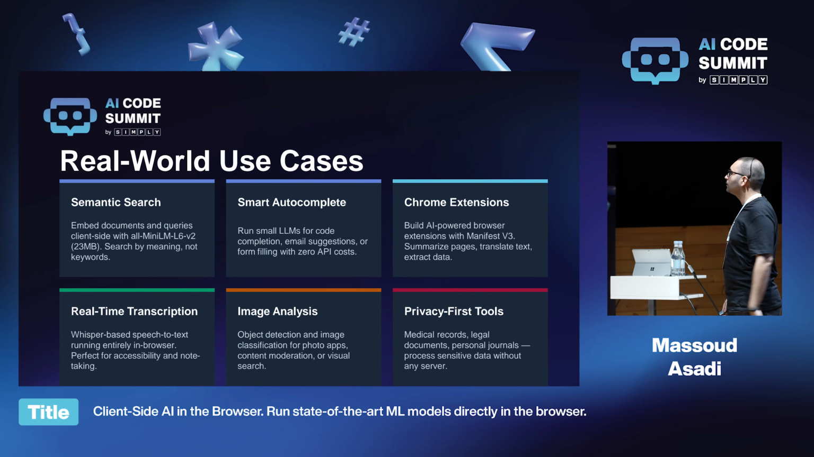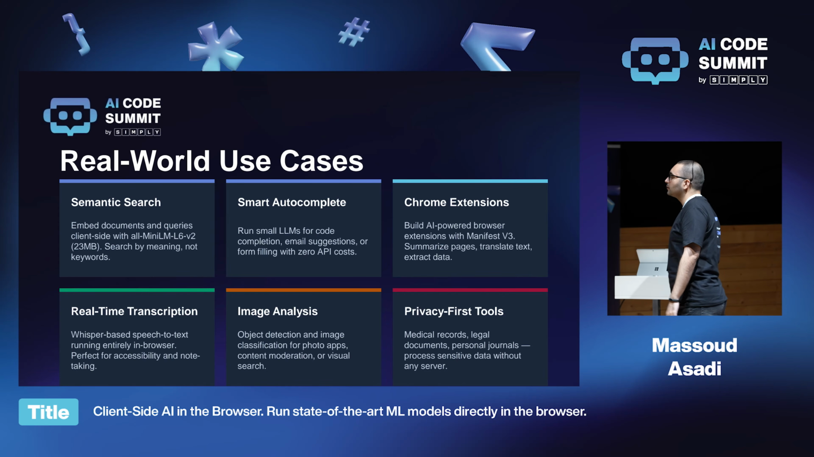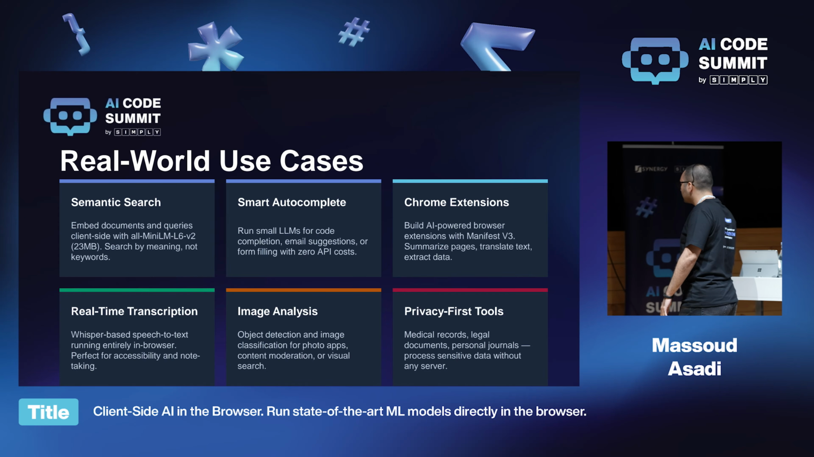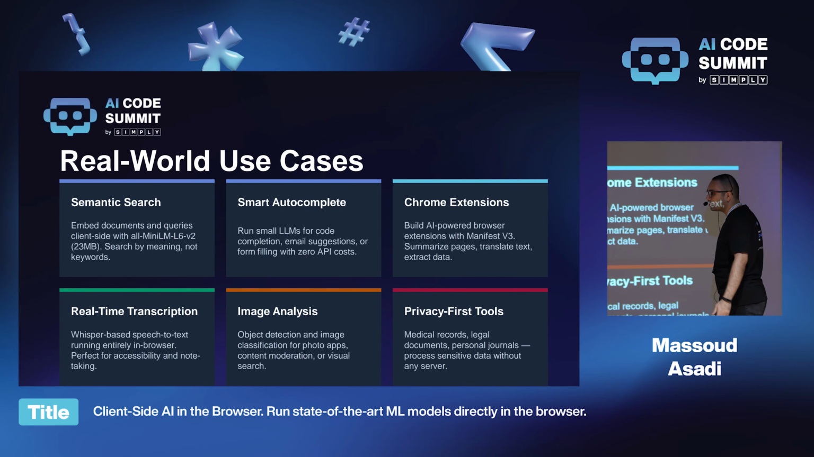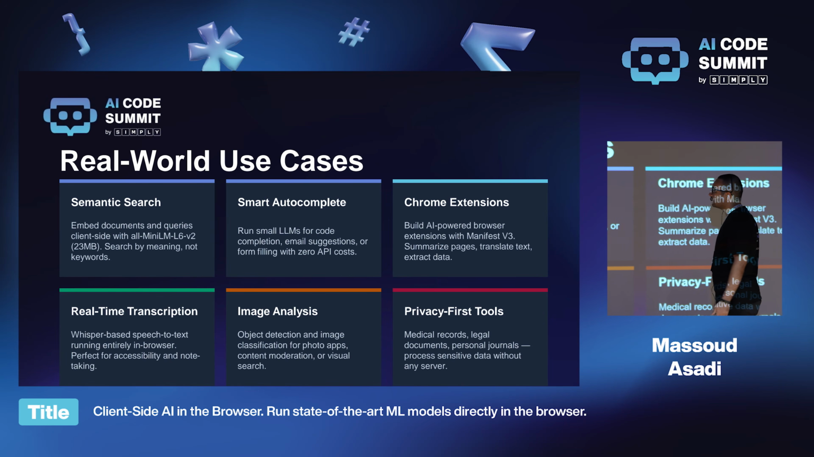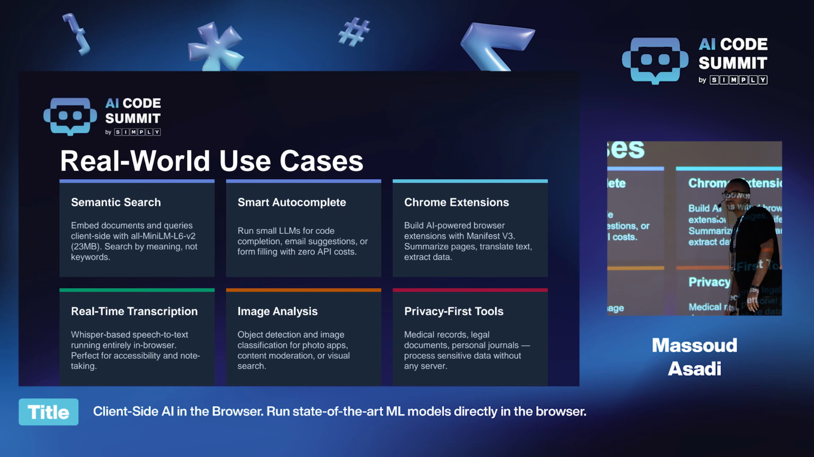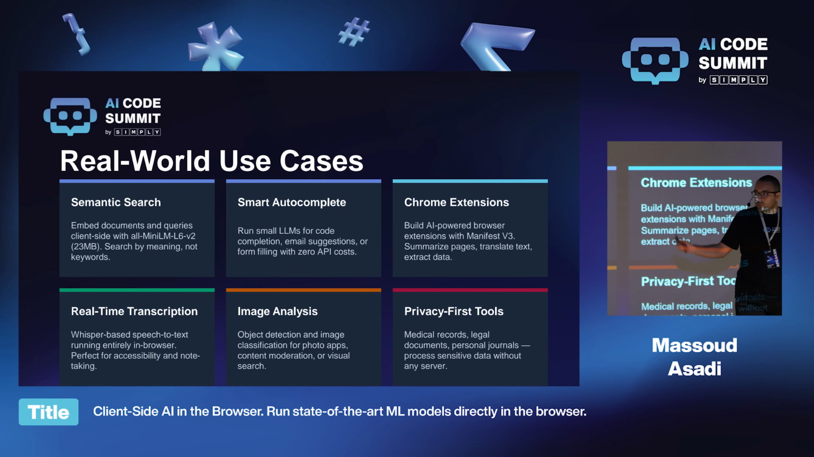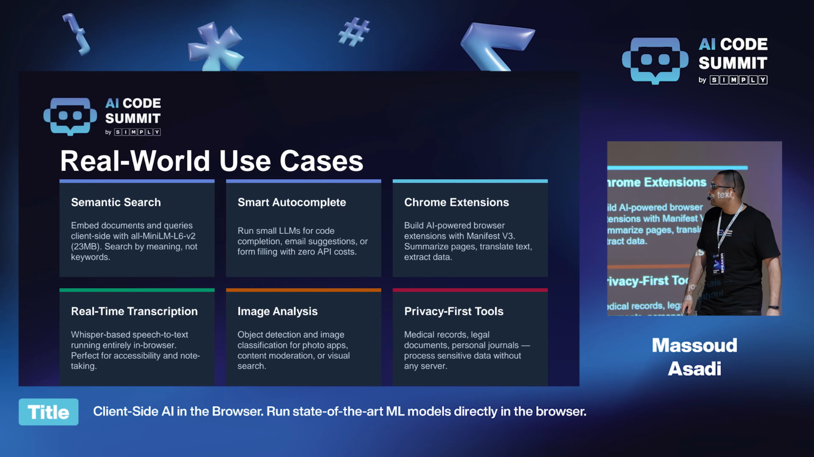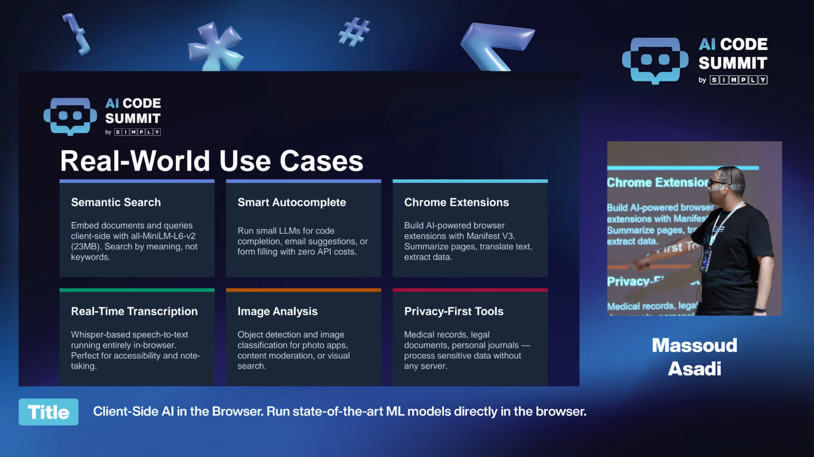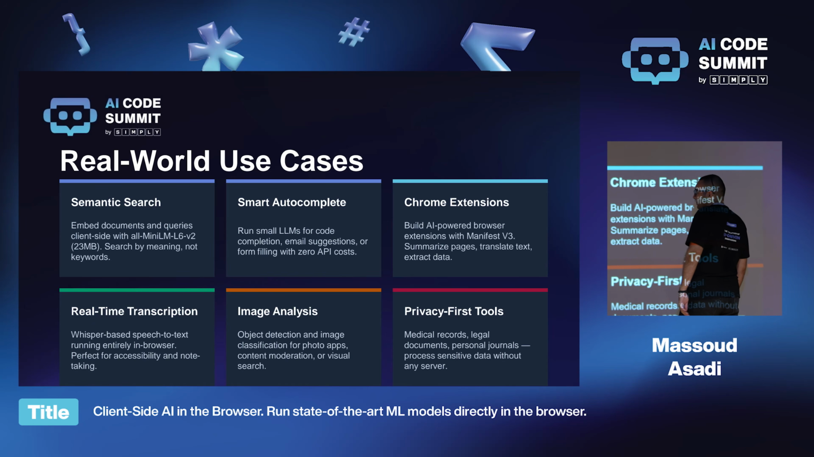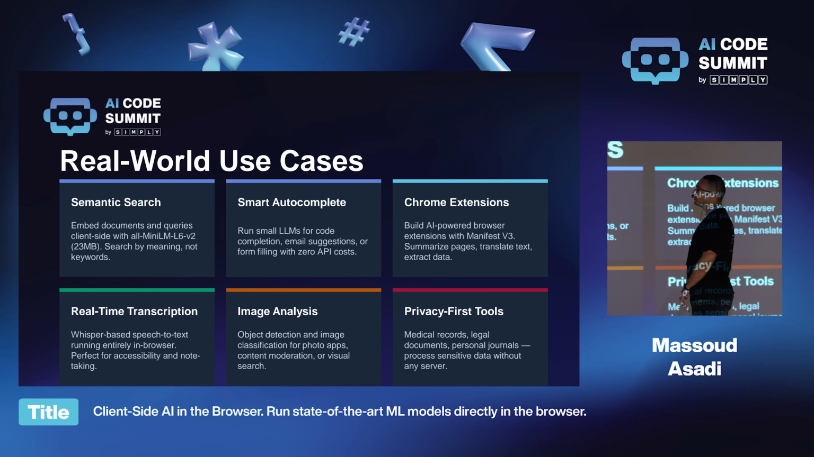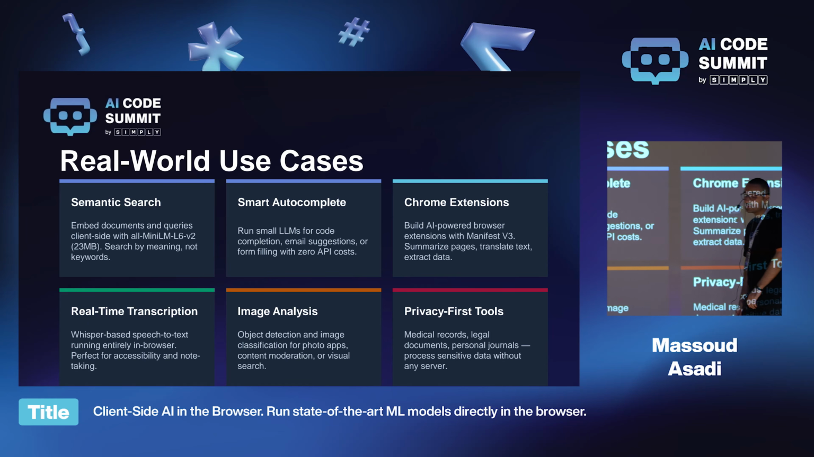There are some real-world use cases. Let's say semantic search. You have a bunch of PowerPoint, Excel, and Word files. You want to search among them. You can use RAG and semantic search. There's a good model that's actually 23 megabytes and can do this semantic search for you. It's called all-MiniLM-L6-v2.